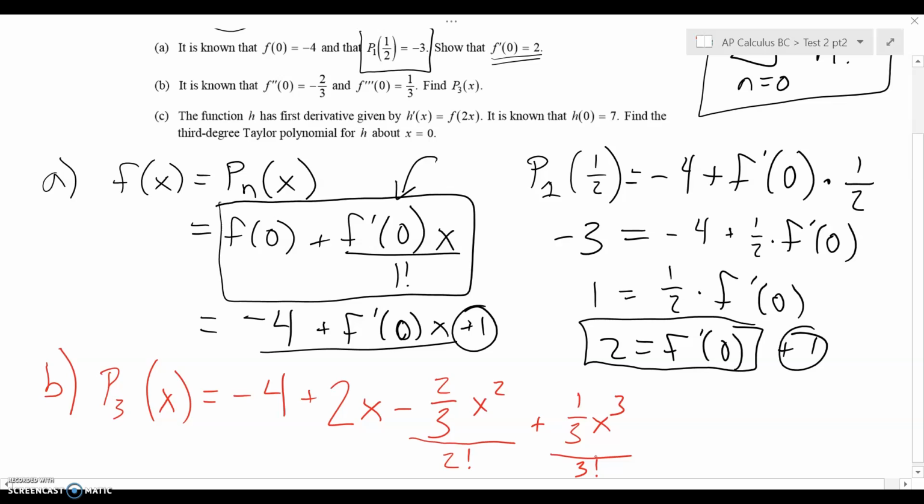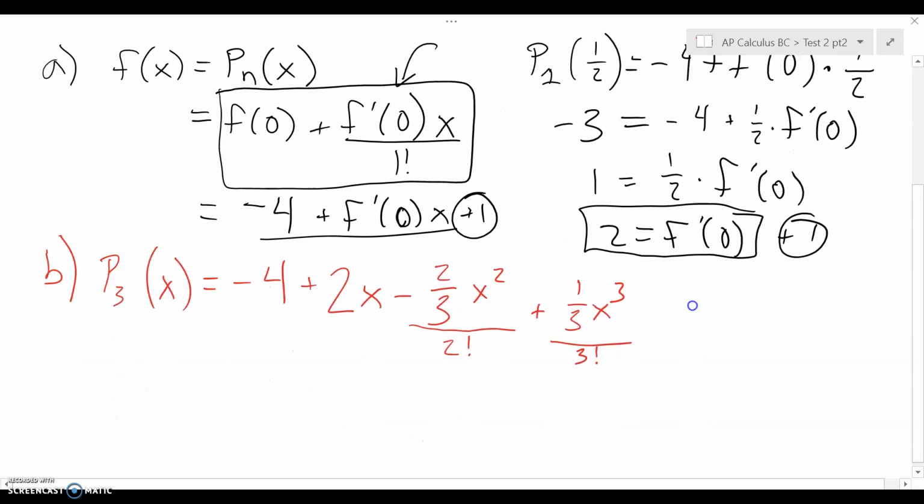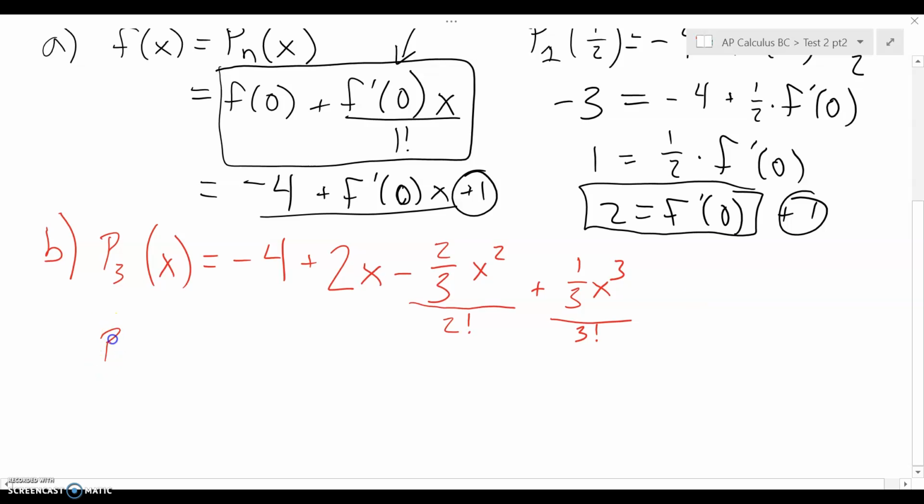And so I've got my 4 terms, up to the third power, so my P3. And we can clean this up a little bit in terms of how we write it. We could say -4 plus 2x minus 1/3 x squared, because 2 factorial is 2, so we're dividing 2/3 by 2. And then this one would be 1/3 over 6. This would actually be 1/18 x cubed if we clean that up.